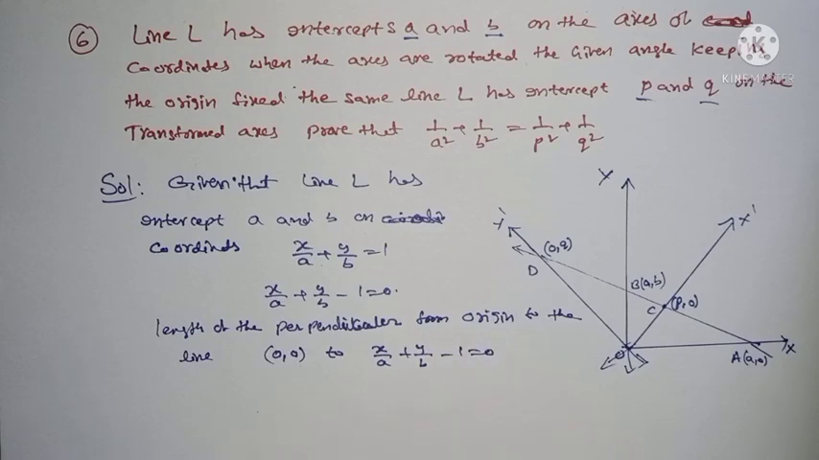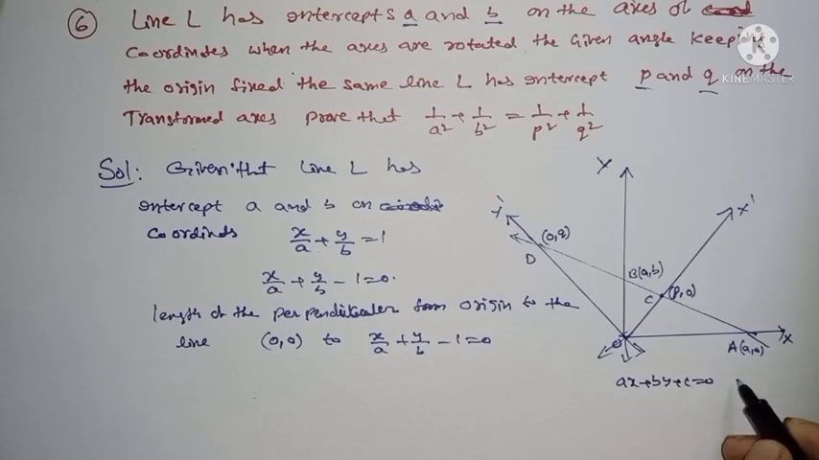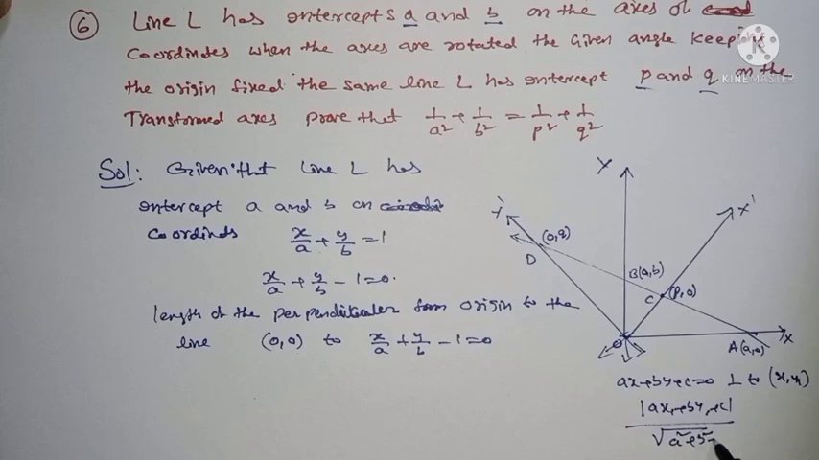You can write one formula here: ax + by + c = 0, the perpendicular distance from the point (x1, y1) is |ax1 + by1 + c| divided by under root of a square plus b square. This is the formula.